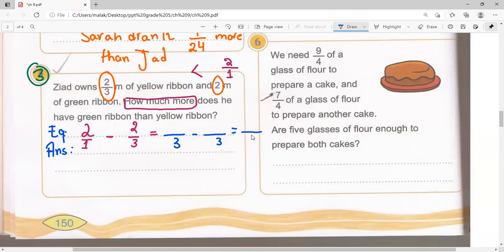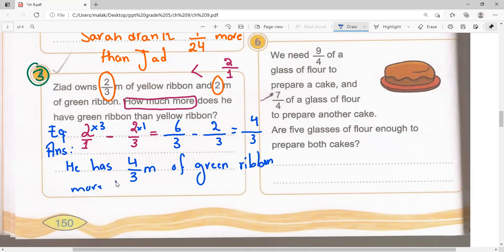Then which number in table 1 gives us 3? 3. 3 times 3 is 6, and in table 3, 2 times 1 is 2. Then 6 minus 2 is 4. Okay, so the difference between them is 4/3. The common denominator is 3 here. Teacher, I have 4/3 meters of green ribbon more than yellow ribbon.